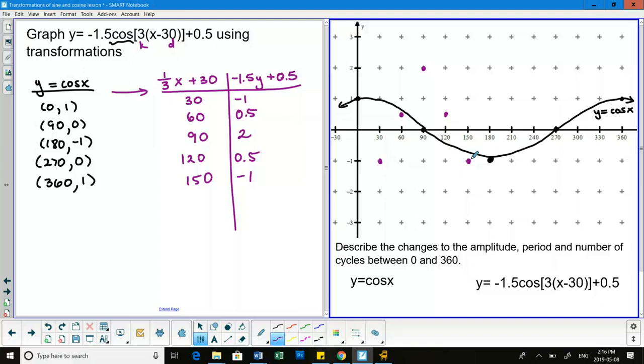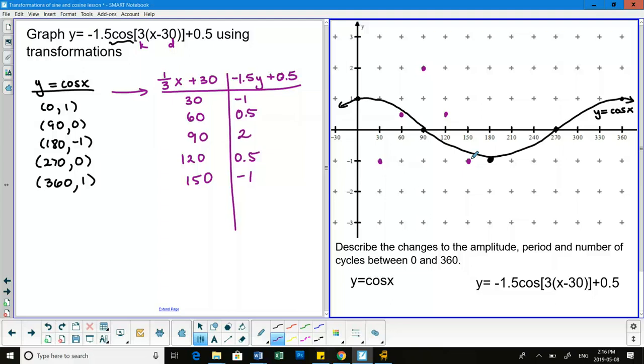All right, so when we go to extend our pattern, it's good for us to know what the x's are changing by, because that's how I'm going to extend my cycle as well. So every 30 degrees, the y's will follow this pattern. They'll go -1, 0.5, 2, 0.5, -1, 0.5, 2, 0.5, -1, and then again and again and again.